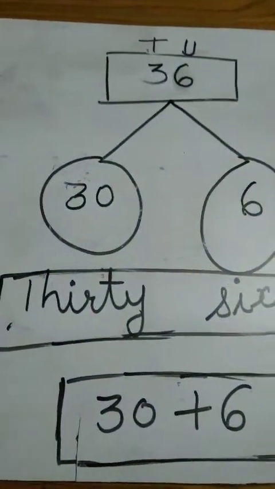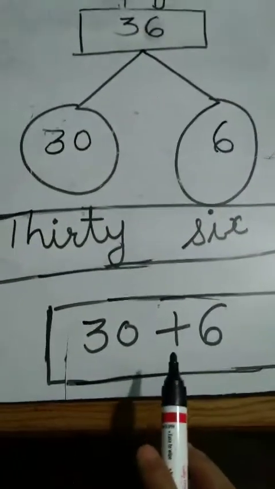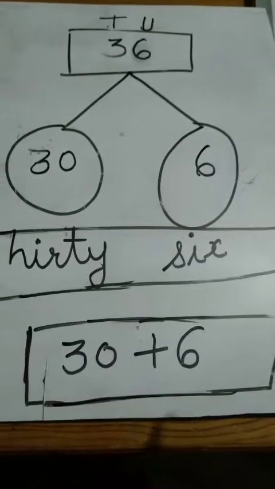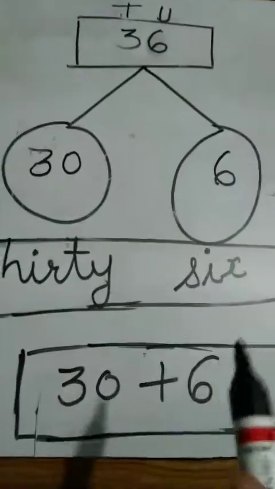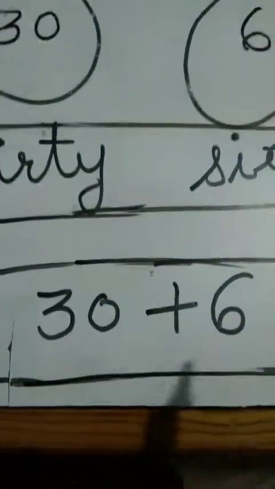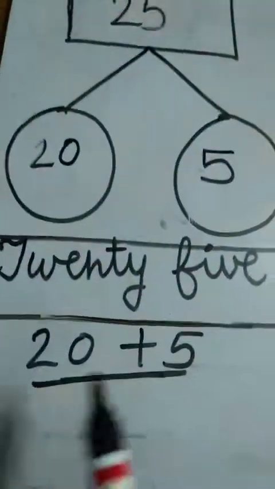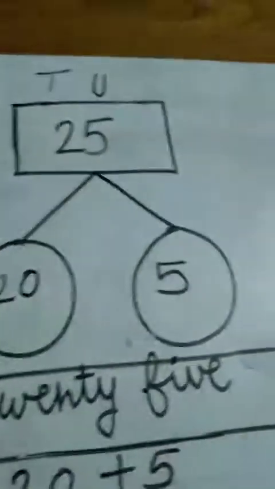So children, I hope you have got our today's topic. How to write the expanded form. How the question will come in the exam. The question will come: give the expanded form of 36. So what are you going to write? You are going to write the answer directly. 30 plus 6. What is the expanded form of 25? So 20 plus 5 is the expanded form of 25.